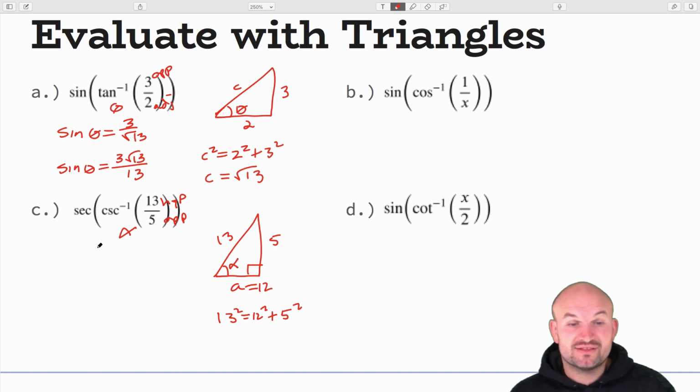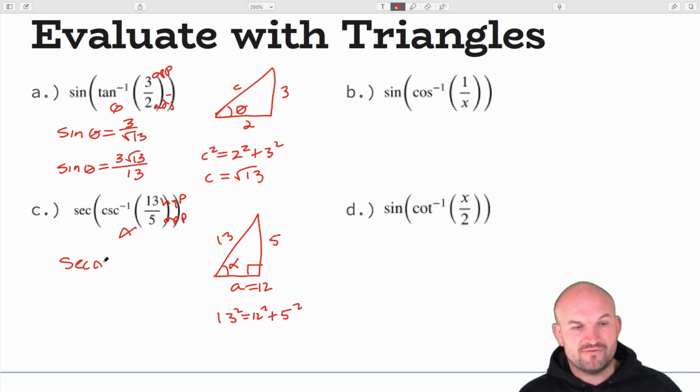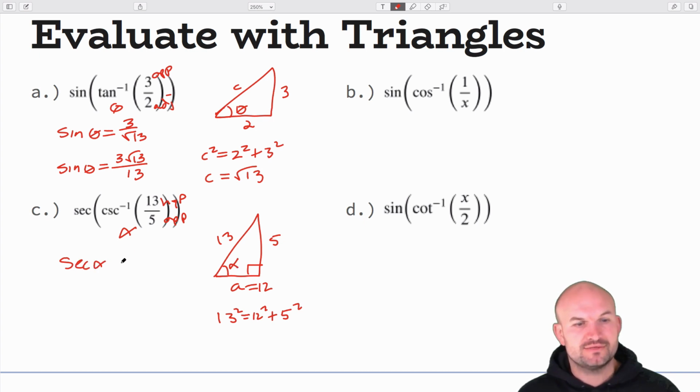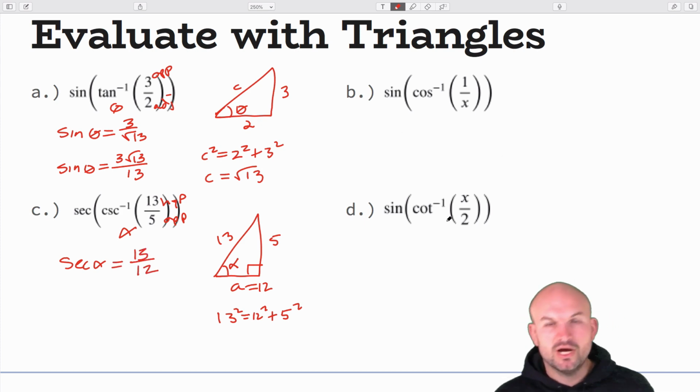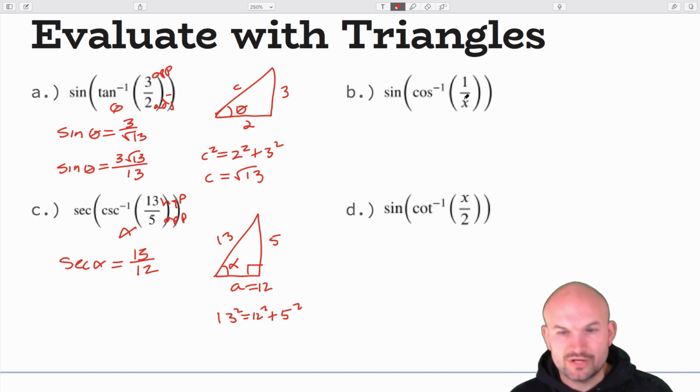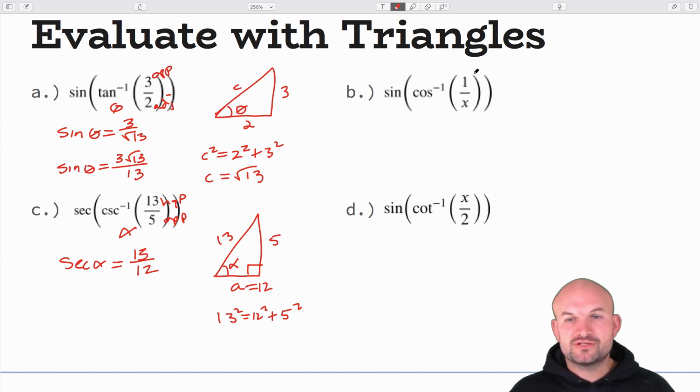So now we just need to figure out the secant, which is going to be a hypotenuse. So therefore, we're having secant of alpha. Well, again, alpha here, so that secant is hypotenuse over adjacent. So that's going to be 13 over 12. All right, so now we have the ones with the variables. But again, guys, the same really idea is going on here. Cosine is going to be adjacent over hypotenuse. And let's call this angle beta.